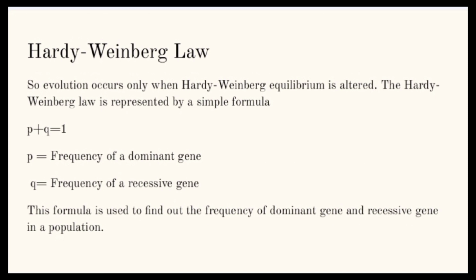The Hardy-Weinberg law is represented by a simple formula, p plus q equal to 1. p equal to frequency of a dominant gene. q equal to frequency of a recessive gene. This formula is used to find out the frequency of dominant gene and recessive gene in a population.